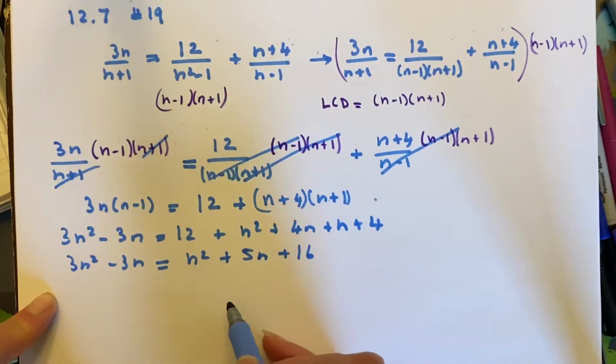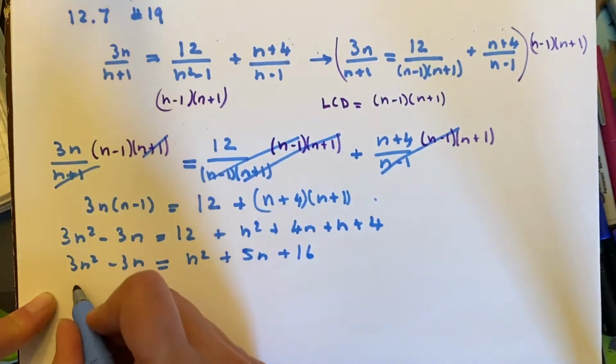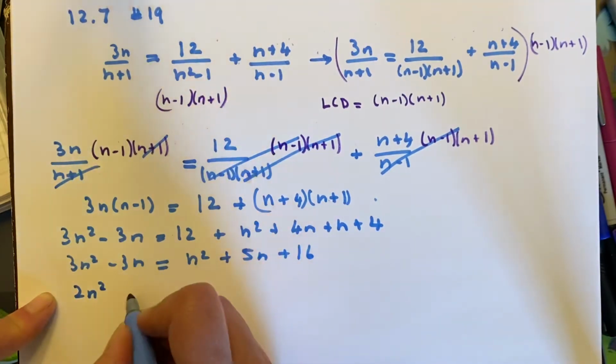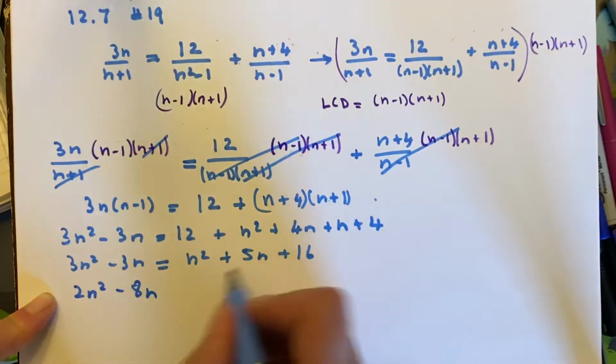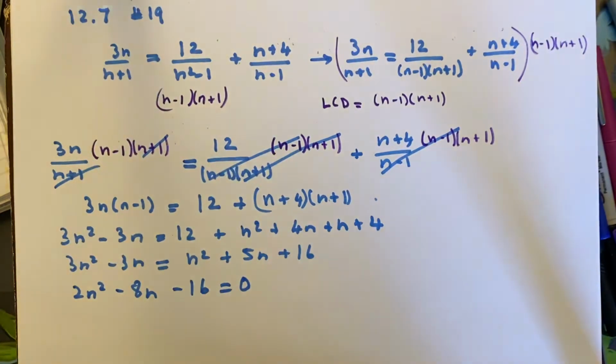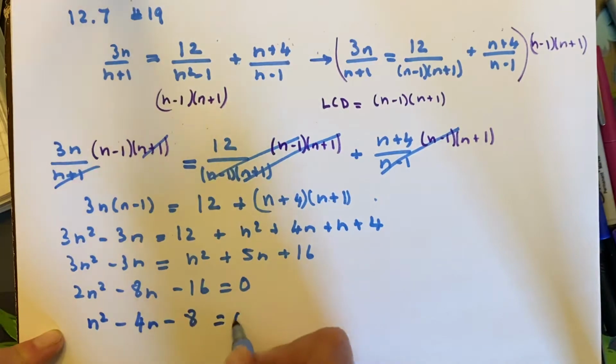Now I'm going to set everything equal to 0. So I'm going to subtract out my n squared and get 2n squared. I'm going to subtract out my 5n, get minus 8n, and subtract out my 16 equals 0. To make my life easier, I'm going to divide everything by 2. So I will get n squared minus 4n minus 8 equals 0.